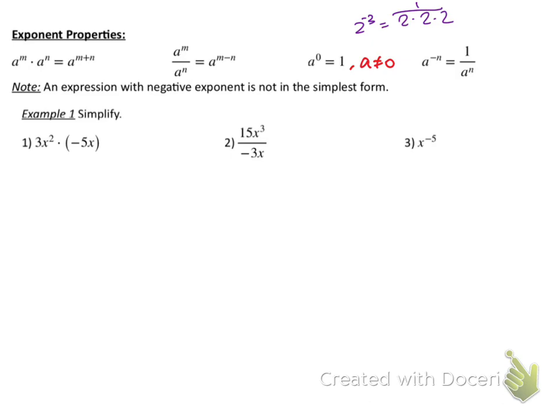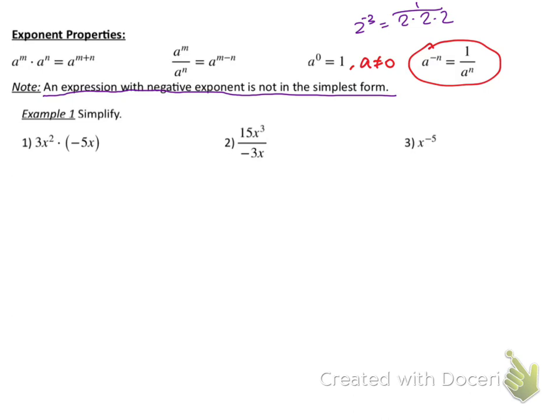These are the basic rules of our exponents, but in practice they will be our x's. Now, an expression with a negative exponent is not in the simplest form, which means you cannot leave your final answer with a negative exponent. All negative exponents have to be converted into positive exponents with the definition, rewriting it as its reciprocal with a positive exponent.